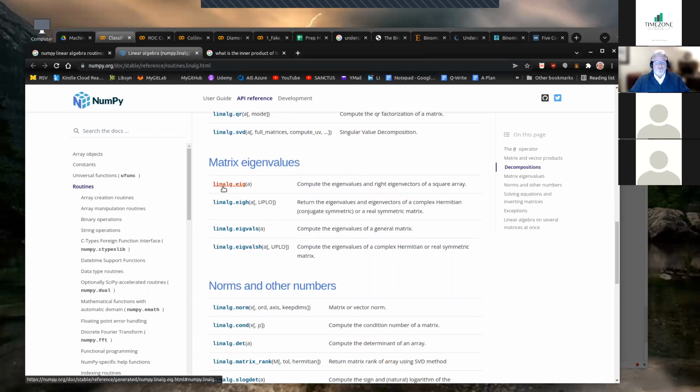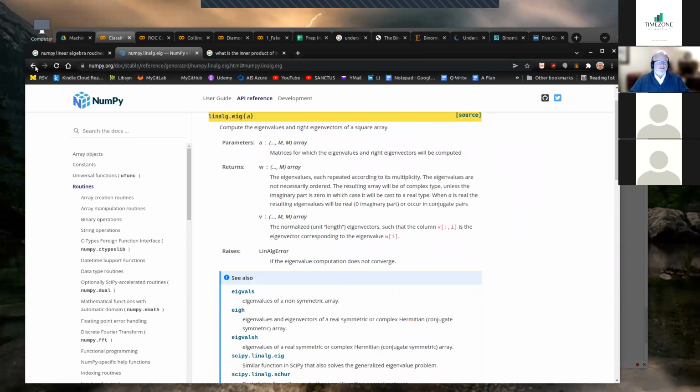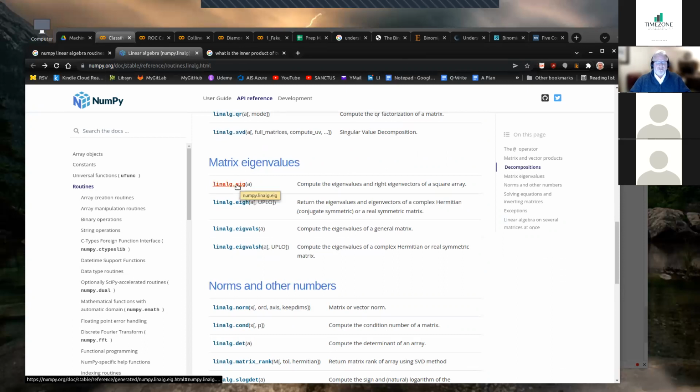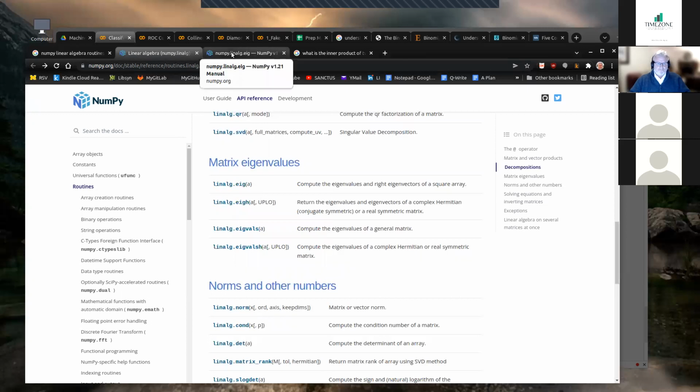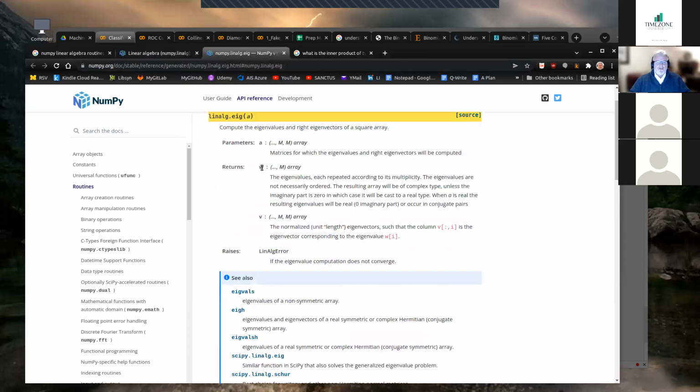But now we get down here to eigenvalues. Once we've imported the linalg module from NumPy, we can call eigen or eig and compute the eigenvalues and right eigenvectors of a square array. Well, what are the right... Oh, now I just violated something I shouldn't do. Let's right-click that and open the link in a new tab. And now we can see that we compute the eigenvalues and right eigenvectors of a square array.